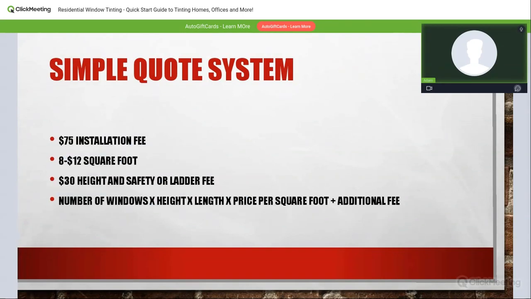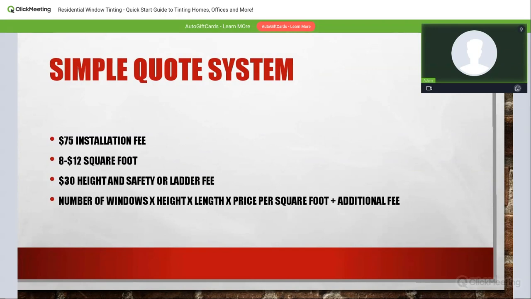So now with that simple quote system, we always start with a $75 installation fee. This is the same as if you're doing cars. This is a mobile fee because you have to go there, you have to set up. You're going to look about a half hour before and a half hour after. So that covers your drive time, your setup fee, and all that kind of stuff.